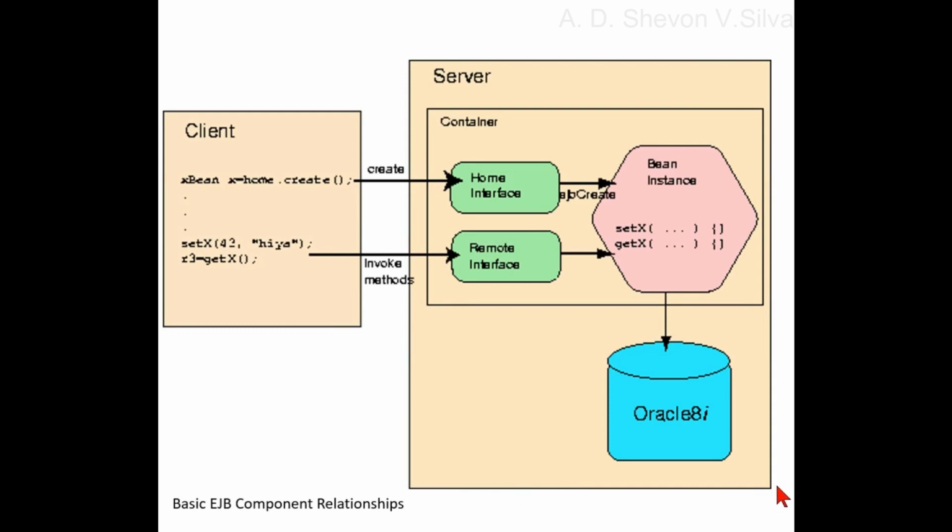There are four major components that you must create to develop a complete EJB: the home interface, the remote interface, the implementation of the remote interface, the actual bean class, and a deployment descriptor for each EJB.